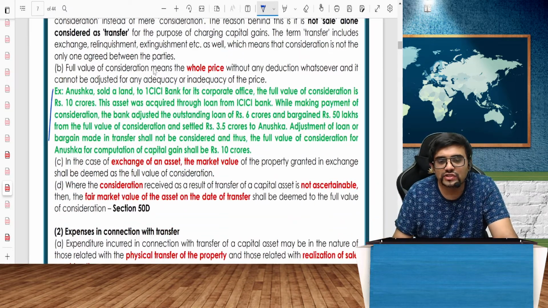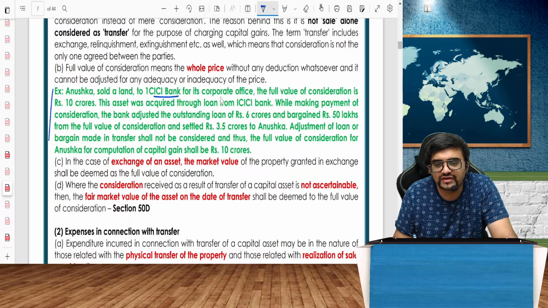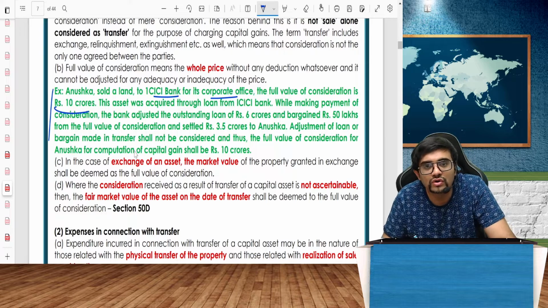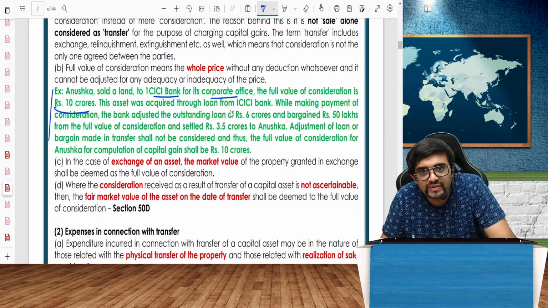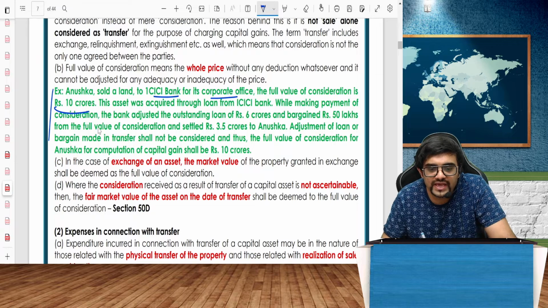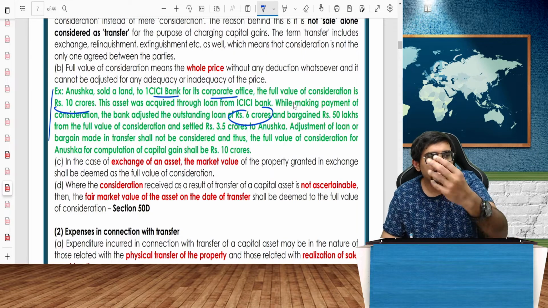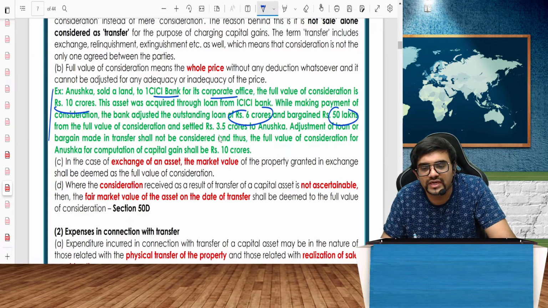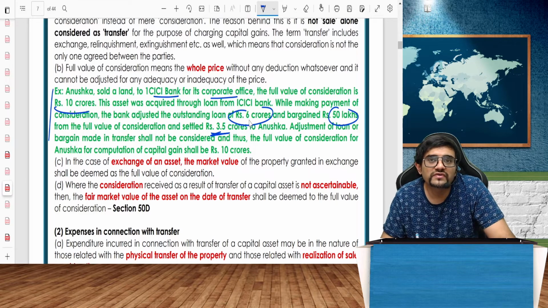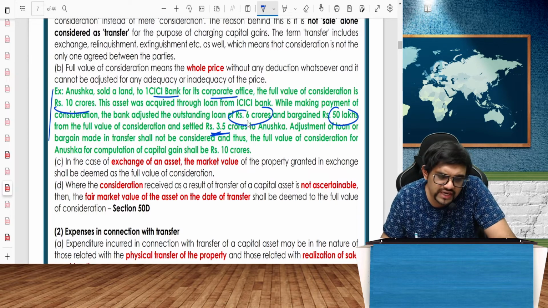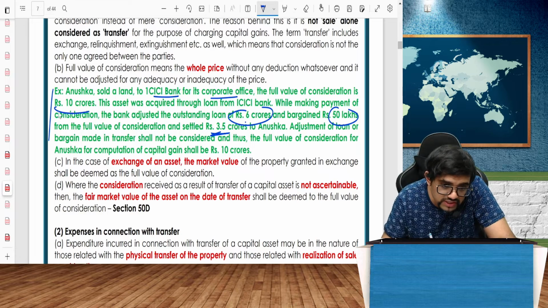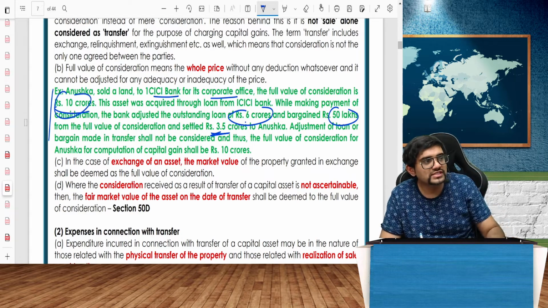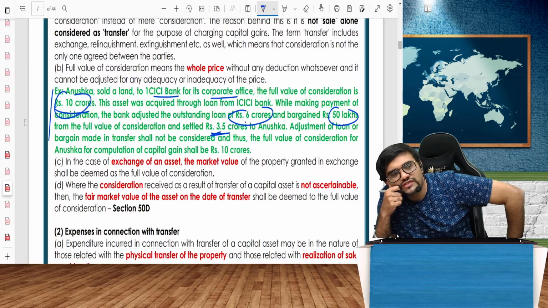I'm just telling. Anushka sold a land to ICICI Bank for its corporate office. The full value of consideration is 10 crore. Asset was acquired through loan from ICICI Bank only. That's the best part. While making payment of consideration, the bank adjusted the outstanding loan of 6 crores. So 10 minus 6 they did. 50 lakhs more discount to give, they told. And finally it was settled for 3.5 crores. Now, full value of consideration is 3.5 crores. Is it 4 crore or is it 10 crore? MCQ. Answer. What is full value of consideration?